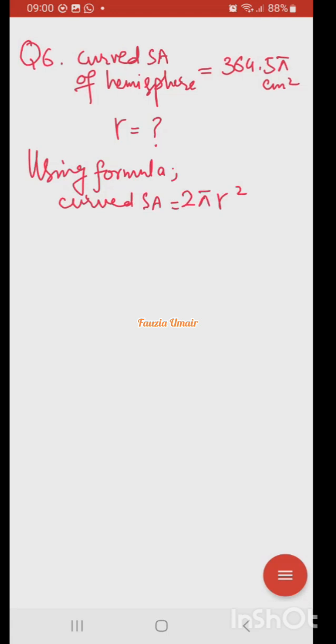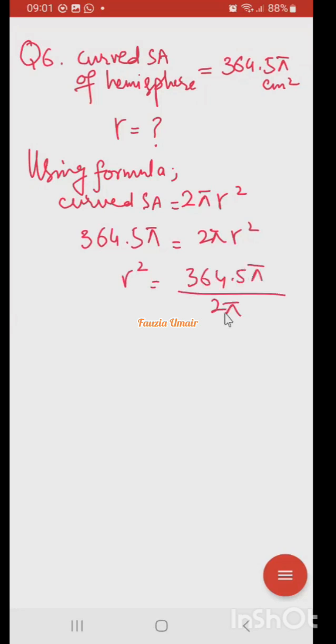We have just discussed why the formula has changed. So we know the formula, we know the surface area is 364.5 pi, and this is 2 pi r square. So r square would be 364.5 pi divided by 2 pi. So this pi will be cancelled. Now what is half of 364.5? Half of 364 is 182, and half of 0.5 is 0.25, so 182.25, right?